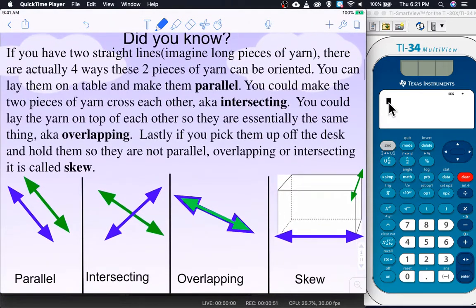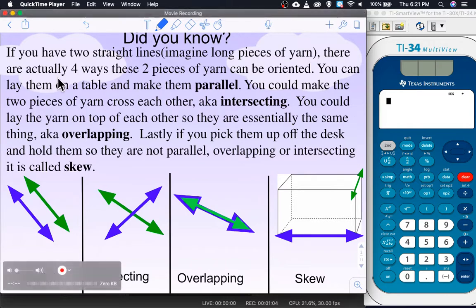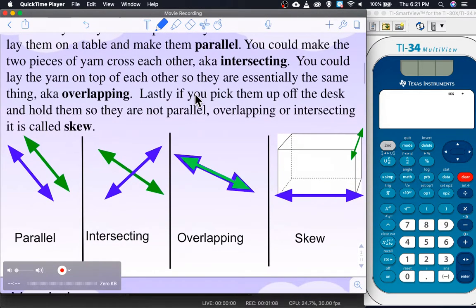Did you know that if you have two straight lines, imagine like really long pieces of yarn or two yardsticks, there's actually 4 different ways that these two things can be oriented. You can lay them on a table and you can make them parallel. So like the first example I have here, these two are parallel. They have the same slope, they're going in the same direction, they're parallel.